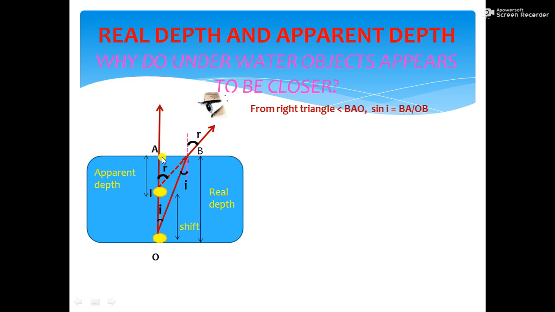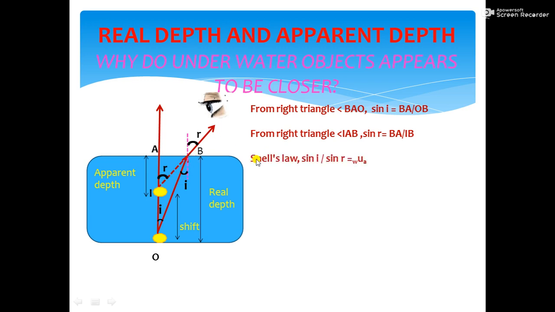BAO is a right triangle and this is the angle I. From that, using the trigonometric equation, sin I is equal to the opposite side of the angle divided by the hypotenuse. Here the opposite side is BA and the hypotenuse is OB. From the next right triangle, IAB, the small triangle from the image, here the angle is R, so sin R is equal to BA, again the opposite side, divided by the hypotenuse IB.